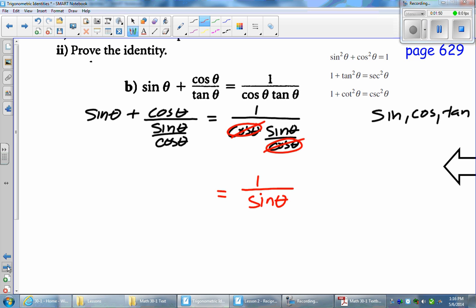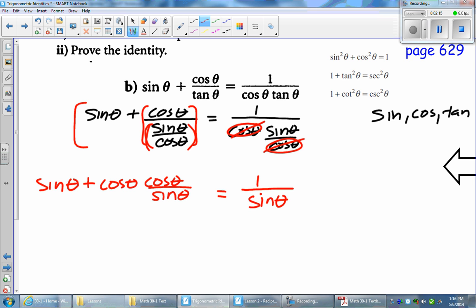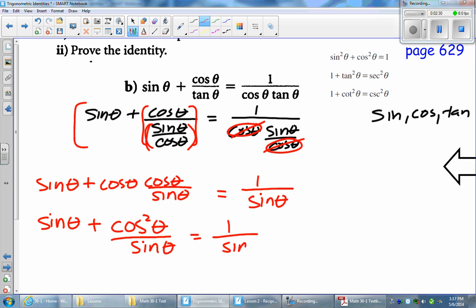So the manipulation needs to happen on the left-hand side, and it has to do with this second term. We have to divide by a fraction, and to divide by a fraction is the same thing as multiplying by its reciprocal. So I'm going to take the top, which is cosine theta, and multiply by the reciprocal of the bottom, which is cosine theta over sine theta. You just flip that fraction. To clean this up a little, sine theta plus cosine theta times cosine theta is cosine squared theta over sine theta. And this should be equal to 1 over sine theta.